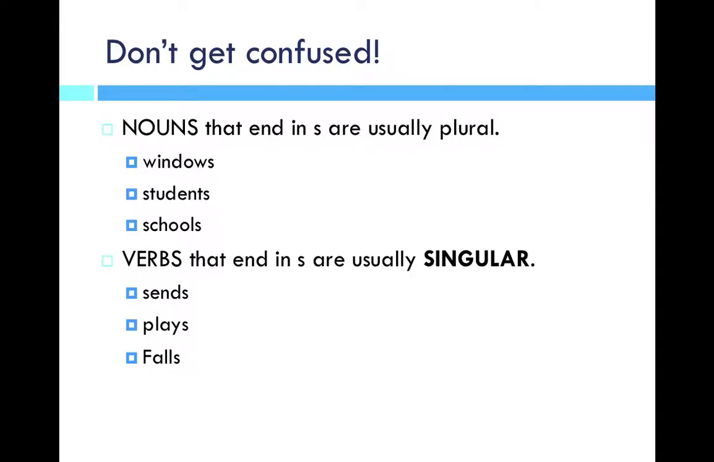So don't get confused with the way that the subjects and the verbs work. Nouns that end in S are usually plural. Windows, students, schools, they're all indicating more than one. But verbs that end in S are usually singular. So he sends, she plays, David falls. It's one person doing all of those actions, so those verbs are singular. It's kind of the opposite from nouns.